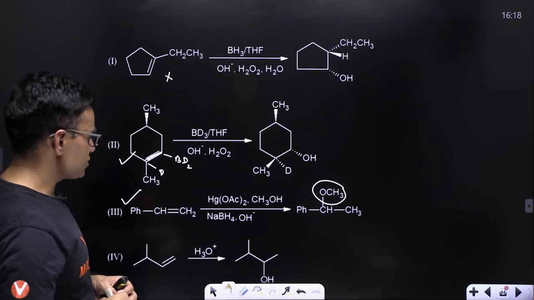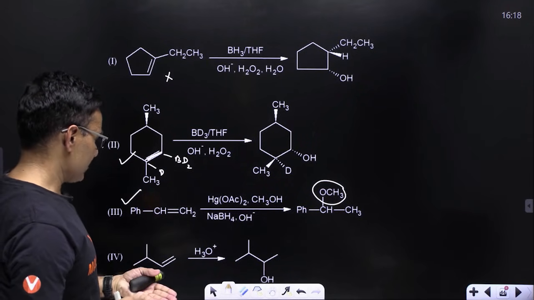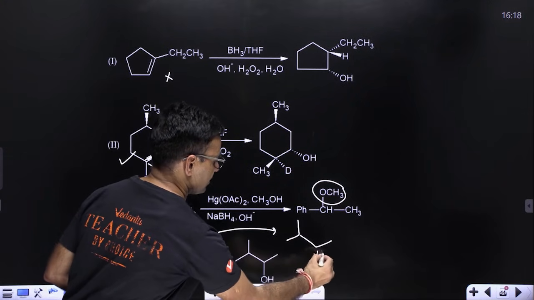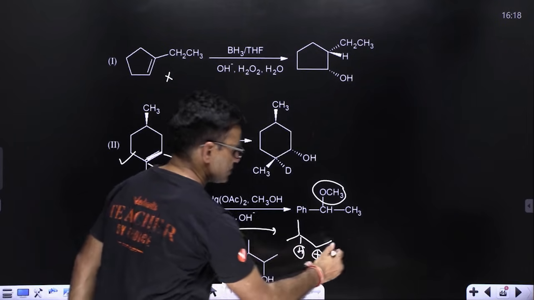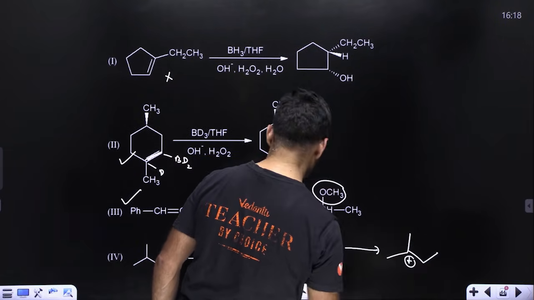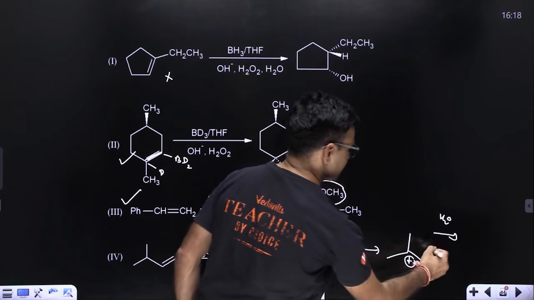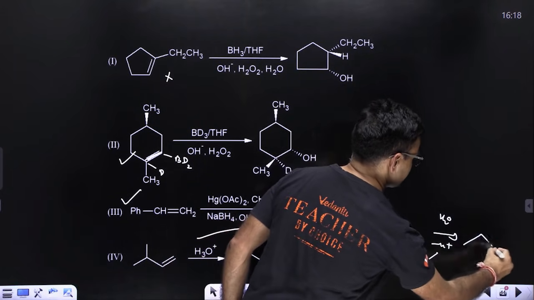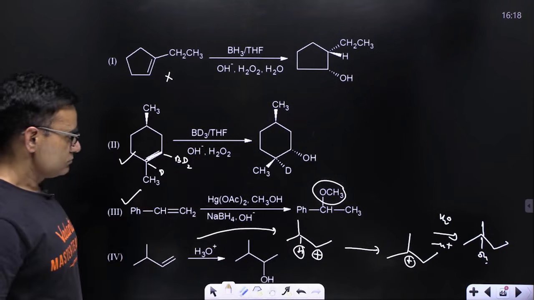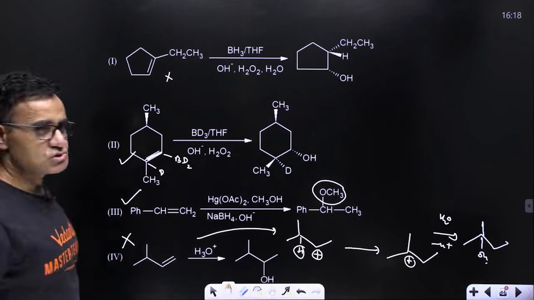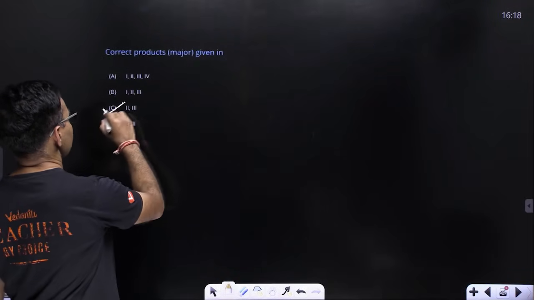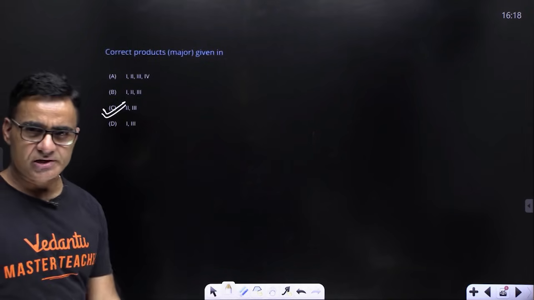The fourth one is simply addition of water via the carbocation mechanism. So when you add H plus to this compound, you will get the initial carbocation, followed by a hydride shift to get a more stable carbocation, this one. Then H2O will attack, H plus will go, to form this particular product as the major product, which is not there in the answer. So this will not match. So 2 and 3 is going to be the most correct combination having correctly matched major products, so C is the correct answer. All right.